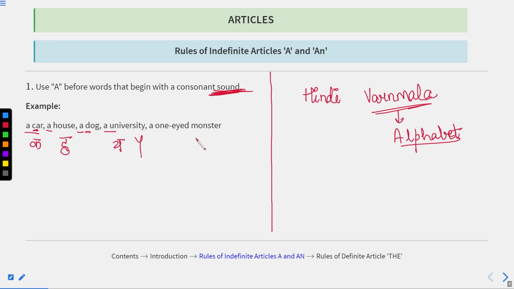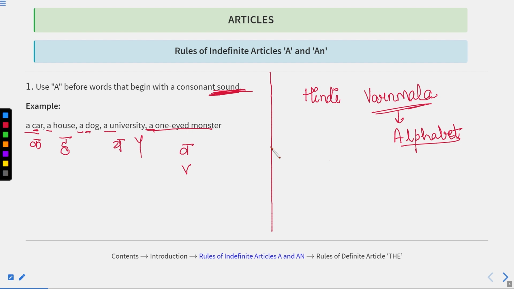Now, one-eyed man, again, if I pronounce this word, it starts with a 'w' sound, therefore I have used a, not an. Okay, because the sound which is created by pronouncing this word is a consonant sound and not a vowel sound, that is why I'm using a before it, not an.